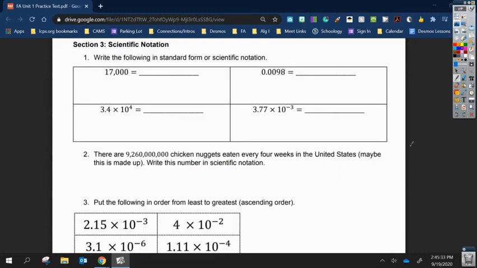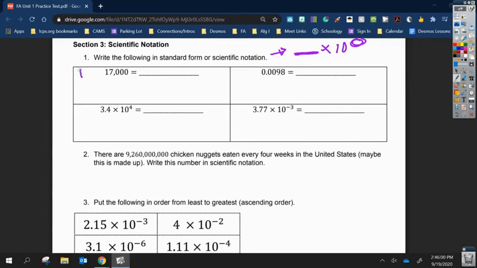Section 3 goes over scientific notation. Write the following in standard form or scientific notation based on what they give you. Scientific notation is, of course, a number between 1 and 10 times 10 to some exponent. You need to make sure your number is between 1 and 10, always times 10, and then you write an exponent to indicate if you're getting bigger or smaller. Positive big, negative small.